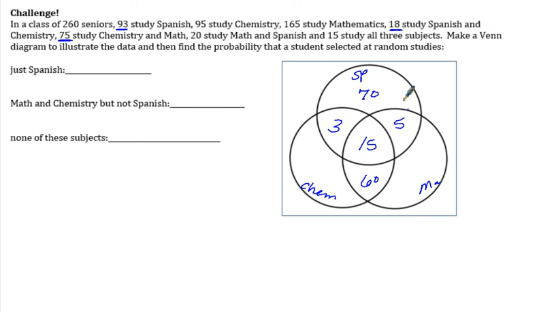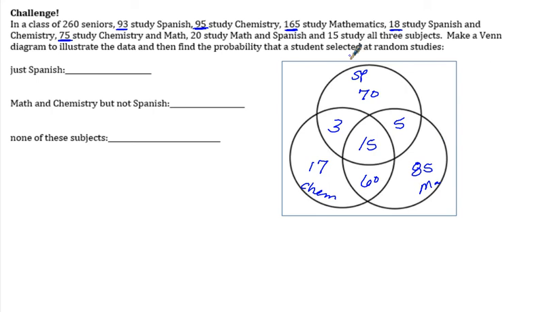Apply the same thing to math. 165 kids study math. This whole math circle has to include 165 kids. Right now, it only includes 80 kids, these 80 right here. So it must be that we have 85 kids studying just math and neither of the other 2 subjects. And then finally, the chemistry statistic. 95 study chem. The chem circle currently includes 68 kids. So we have 17 left over of the 95 that study chemistry, 17 that only study chem and not Spanish or math.